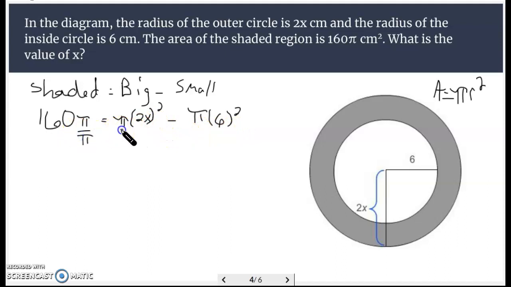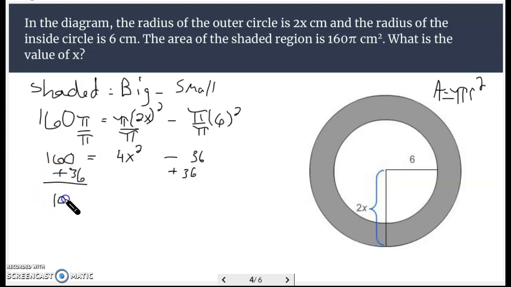We can actually divide everything by pi, and that follows the rules of equations. What you do to one side, do to the other. And here's what we have. 160 equals 4x squared. That's what we get when we take 2x squared times itself, minus 36. We're going to solve this like a normal equation. We're going to add 36 to both sides.